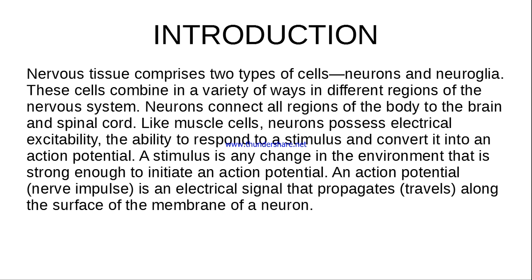Like muscle cells, neurons possess electrical excitability, the ability to respond to a stimulus and convert it into an action potential. Just like muscle cells, neurons help in passing messages, and these messages are passed when they are electrically excited. To become electrically excited, there should be a stimulus, and this stimulus gets converted into an action potential.